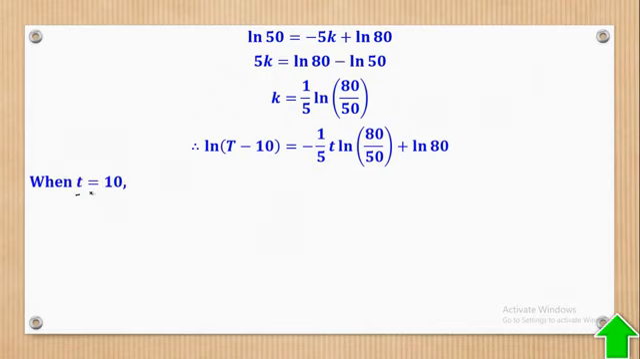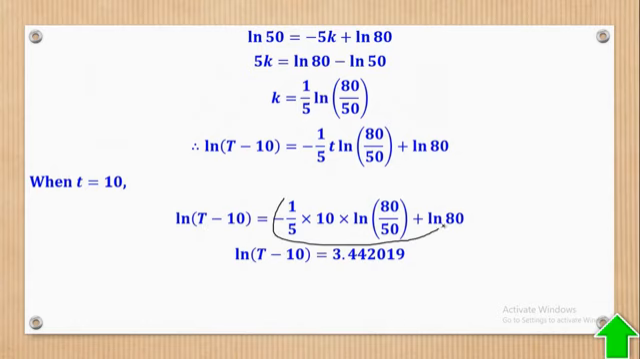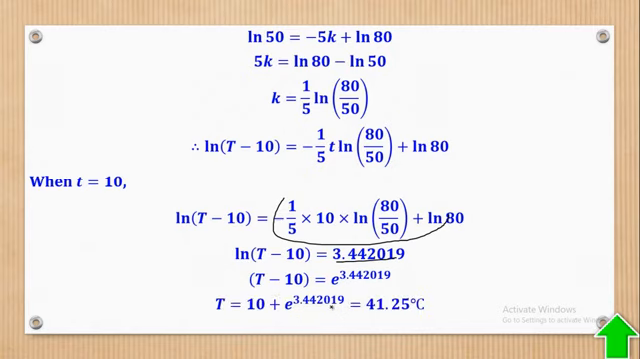Now when t is equal to 10, it implies that come and substitute for the time here and be able to get the temperature. So simplifying the whole of this gives you this, and therefore ln gives you that, and therefore the value of T gives you that.